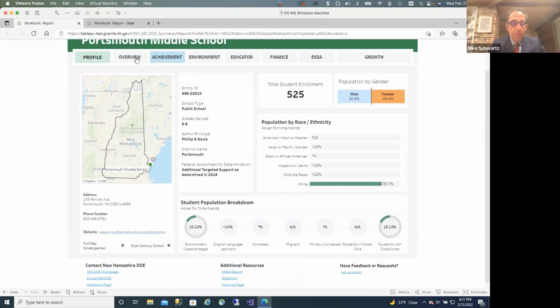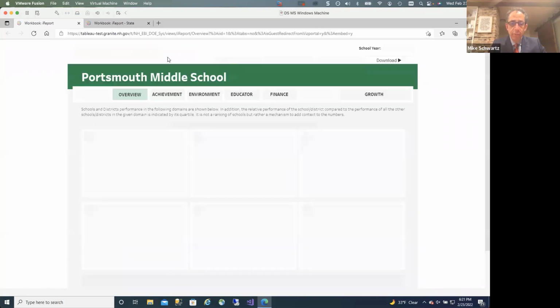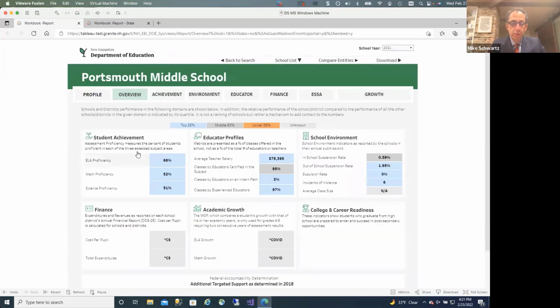I'm not going to show you all of these. I will click on Overview just for a second, because the Overview gives you some information about many of these other tabs. You'll see Student Achievement is similar to the Achievement tab. School Environment here is similar to Environment. Educator Information is this Educator profile. So the Overview gives you some overview information, and these other tabs then give you more information about student achievement or about educators, etc.